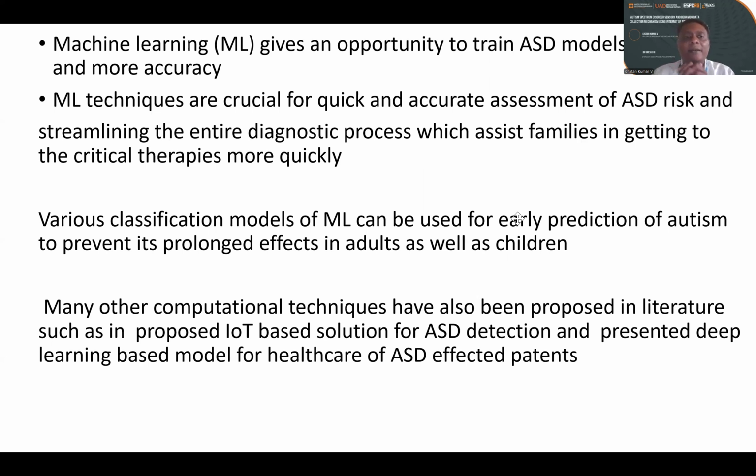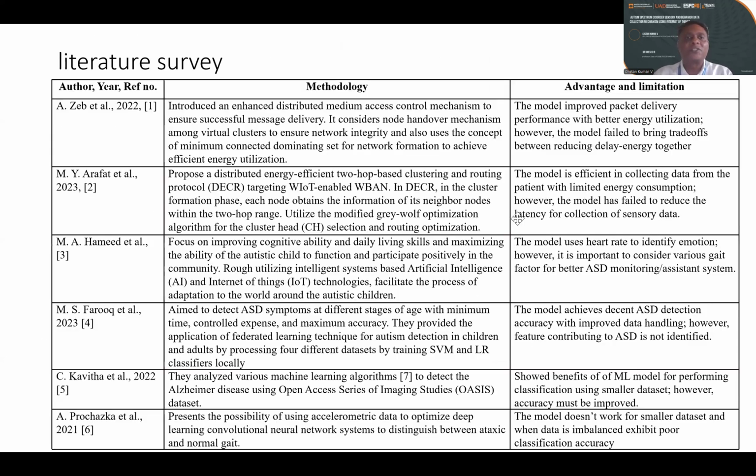That is one point, and various classification models of machine learning can be used for early prediction of autism, just to prevent its prolonged effects in adults as well as children. So that is the major criterion that we have taken here. Many other computational techniques have also been proposed in the literature, such as IoT-based solutions for ASD detection and deep learning-based models for healthcare and ASD-affected patients.